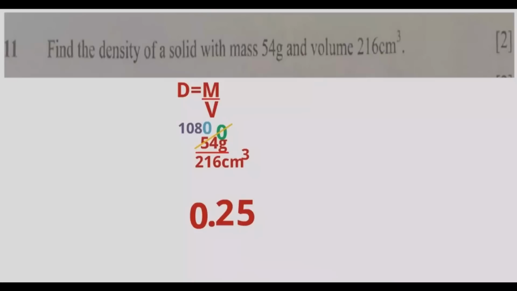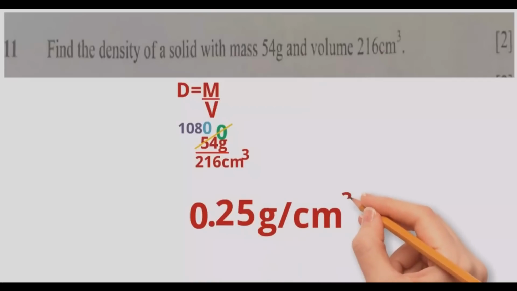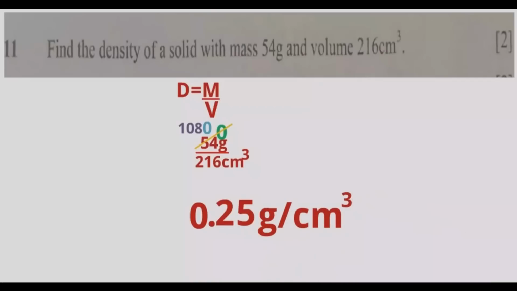Now the density of this solid in question is 0.25. Then we add the unit, grams per cubic centimeter, and that is the density. So the density we have found is 0.25 grams per cubic centimeter. That is the density of that solid. Okay, we go to the next question.